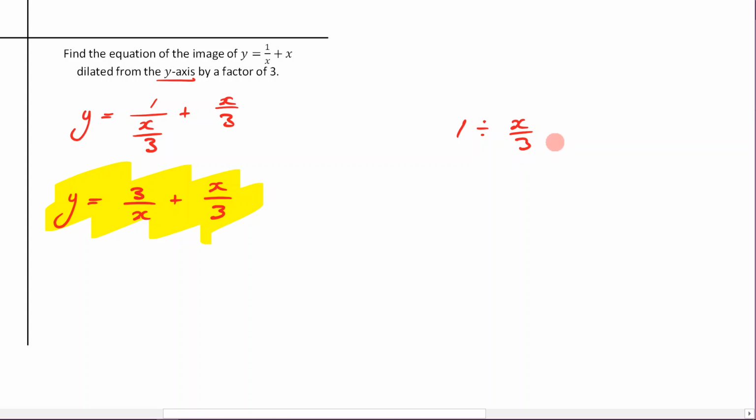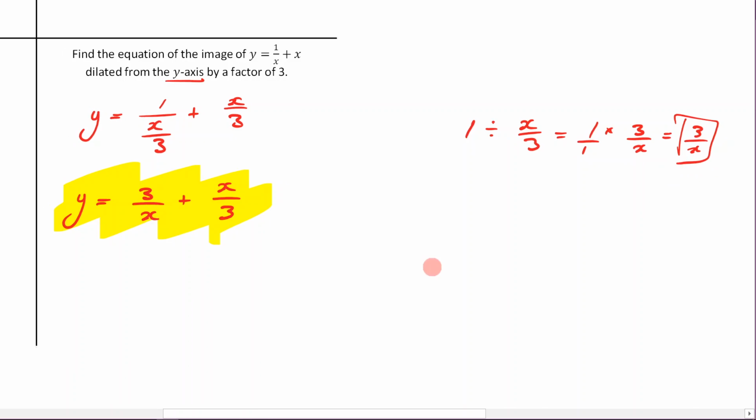So that's the same as 1 times 3 on x. Remember, everything is over 1, so it's just 3 on x. State change flip is a beautiful thing. And, you know, if you ever get stuck on things like that, just remember, state change flip.